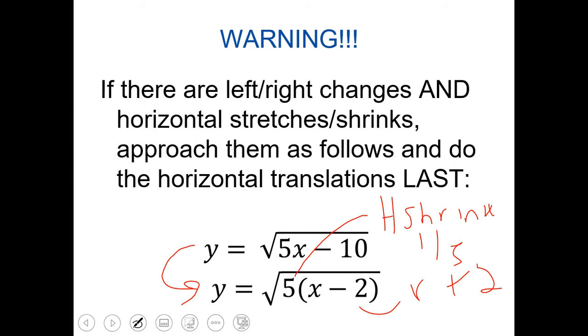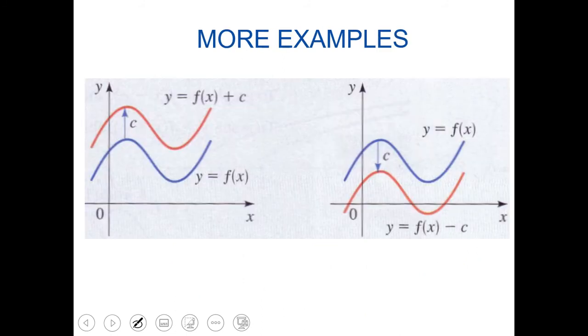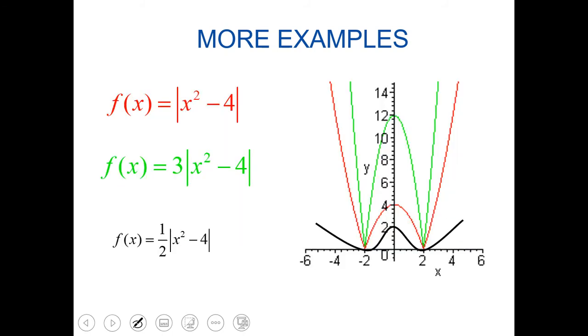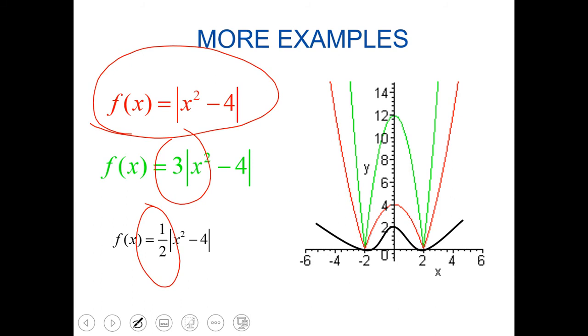So 3 very important warnings. Don't disregard them. A couple more just general examples. This is some random function f of x. So please make sure you're comfortable with notation, whether it's just f of x, g of x, or whether it's particular. Here, the function to start with is the absolute value of x squared minus 4. So that's the graph in red. Notice that that's a quadratic that has been all made positive. That's what the absolute value does. A 3 on the outside is a vertical stretch, which is why the green graph is narrower. A 1/2 on the outside is a vertical shrink, which is why the black graph is less steep.